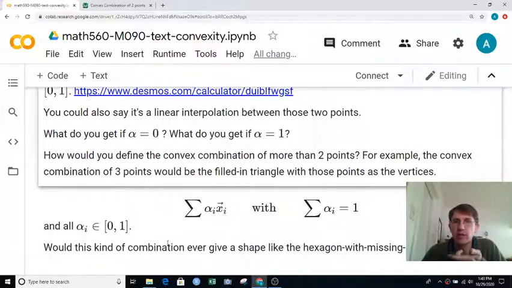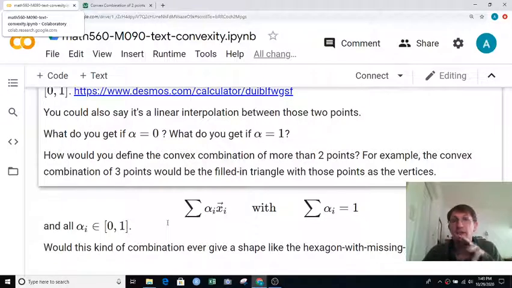Can you think, would this kind of combination ever give a shape like that hexagon with the missing slice? I'll let you think about that. So next we'll put these ideas together and talk about functions being convex, even though functions aren't regions.